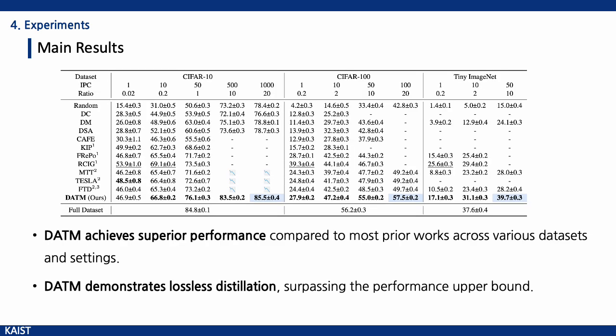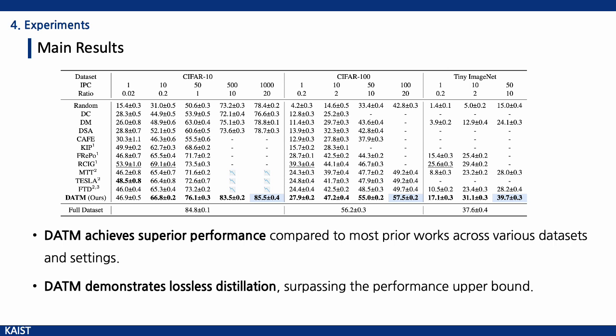The ATM achieves superior performance compared to most prior works across various datasets and settings. As shown in the table above, the ATM outperforms other methods with the same network architecture in nearly all cases, except for CIFAR-10 with IPC 1. A key limitation of previous methods is that their performance improvements quite quickly saturate as the distillation ratio approaches 20%.